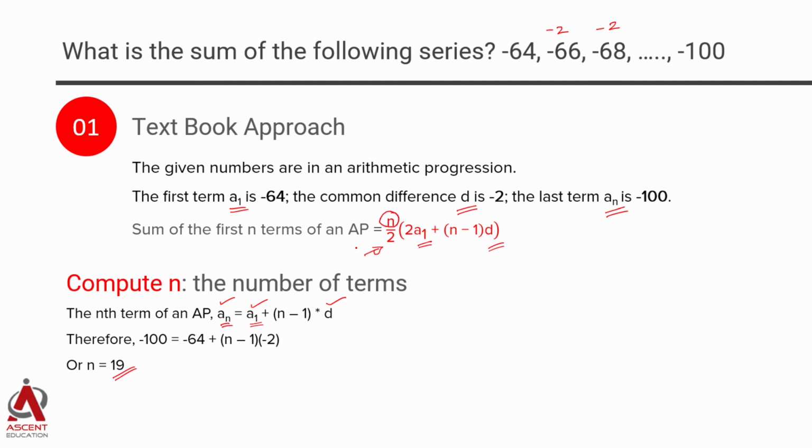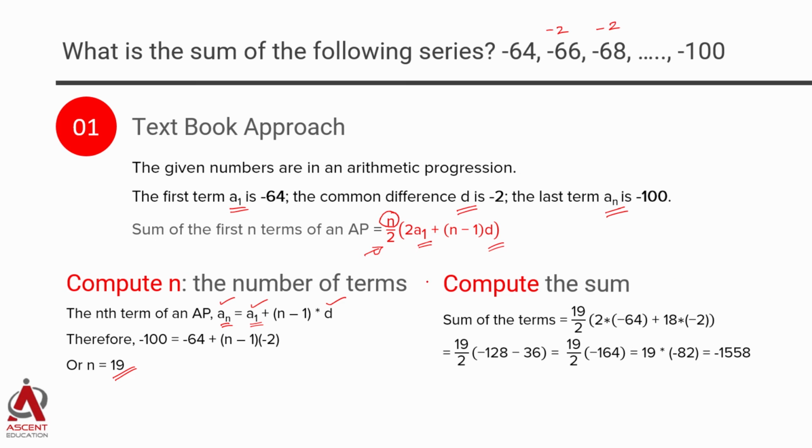Now that we got the value of N, let's compute the sum. Sum of these terms is equal to 19 by 2 into 2a1. a1 is minus 64, so it's 2 into minus 64 plus n minus 1. We computed n to be equal to 19, so n minus 1 is equal to 18, into minus 2. Solve for this, you get an answer which is equal to minus 1558. Choice B is the correct answer.